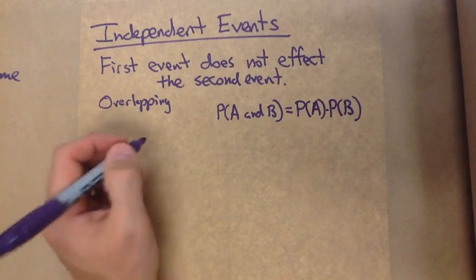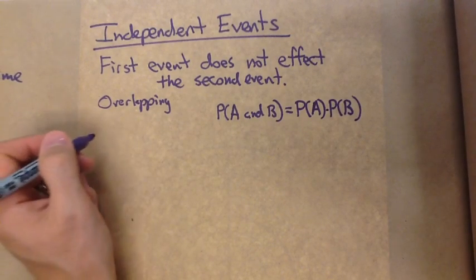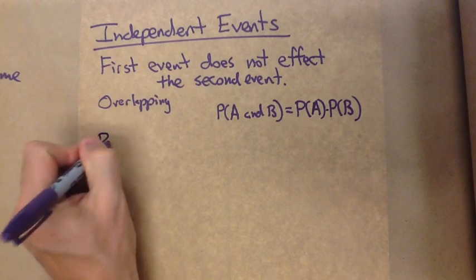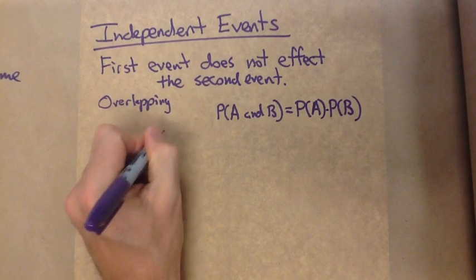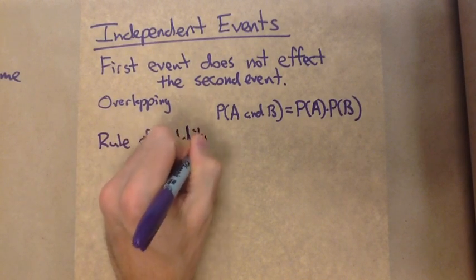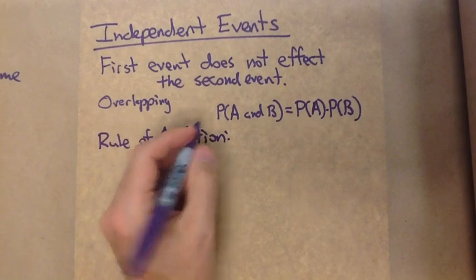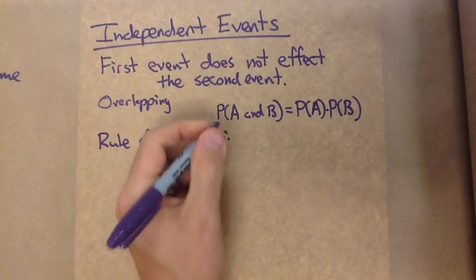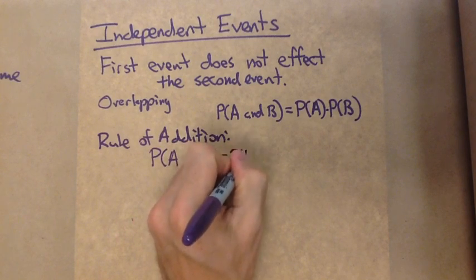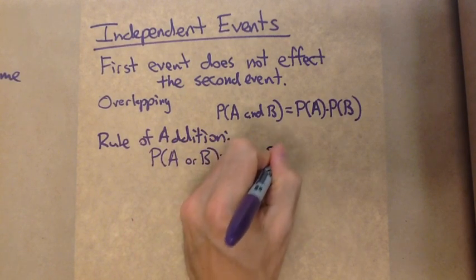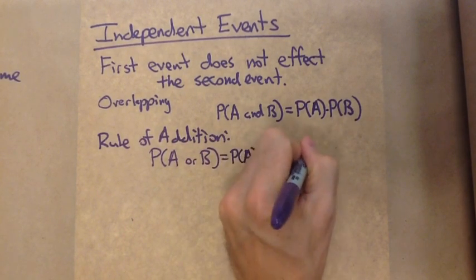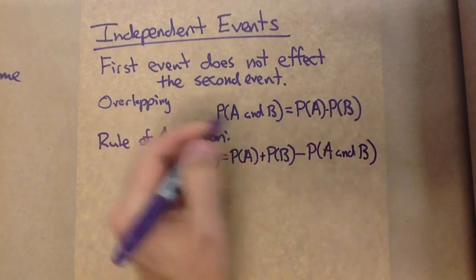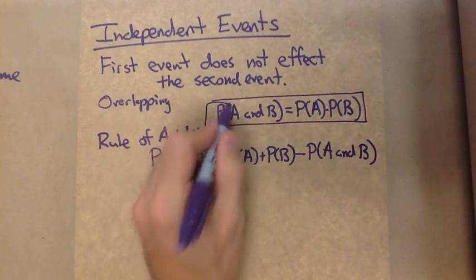Now, because there is an overlap, we also have to change our general rule for addition that we had. So the rule of addition now becomes the probability of A or B is equal to the probability of A plus the probability of B minus the probability of A and B, which I'm going to try to show you in some examples.